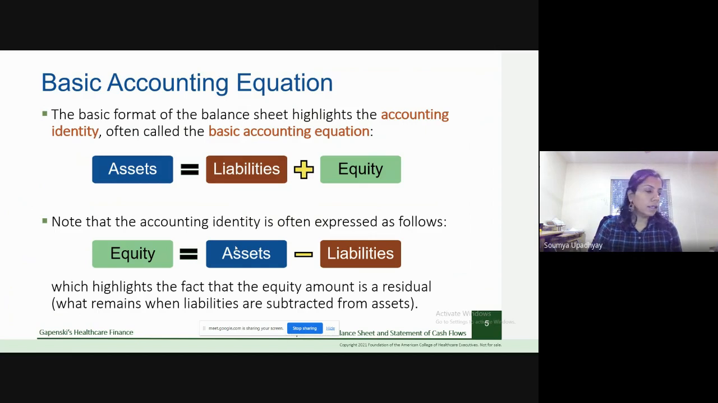So this is the basic accounting equation. Assets equals liabilities plus equity. And it is often expressed as equity equals assets minus liabilities. This shows the fact that the equity amount is the residual. When you remove liabilities from your assets, what you're left with is equity.